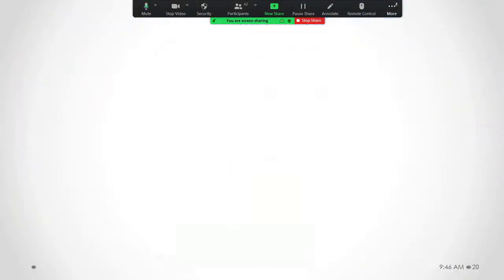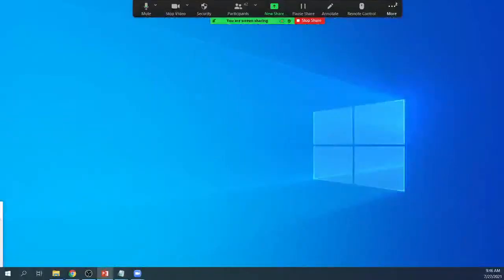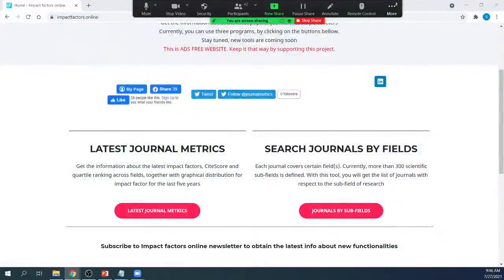So this was part 2. We went through the main elements of manuscript submission, but I would like to show you now, in the remainder of part 2, how the interface looks when you want to submit your manuscript file. We are not going to cover all of the details, that is not necessary right now, but let me just log into the website of one journal. Just a second, please.